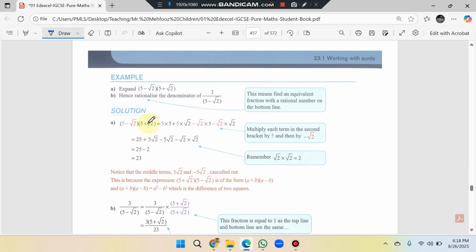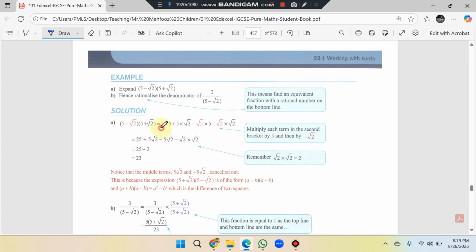Expand 5 minus square root of 2 and 5 plus square root of 2. This is your part A, and in part B you can see: hence rationalize the denominator of 3 over 5 minus square root of 2, right? First of all, for part A, 5 minus square root of 2 multiplied by 5 plus square root of 2.